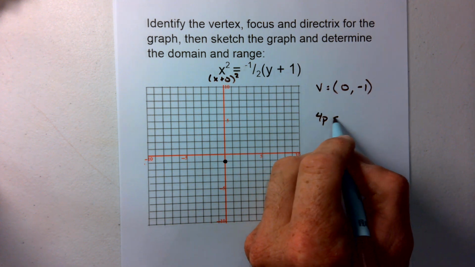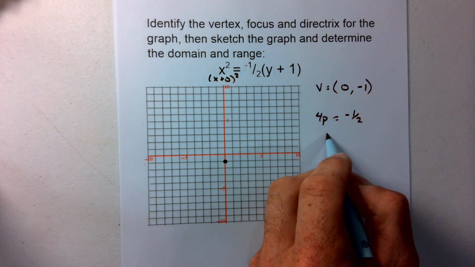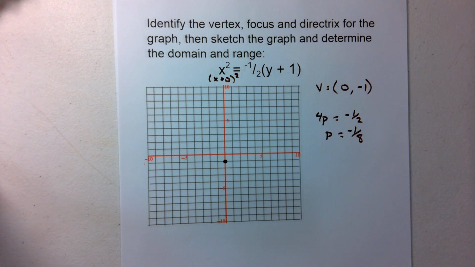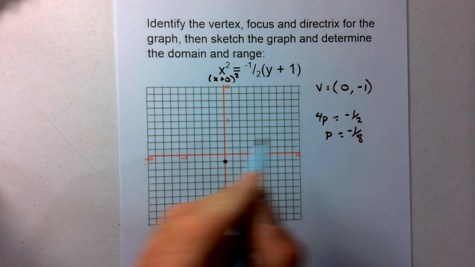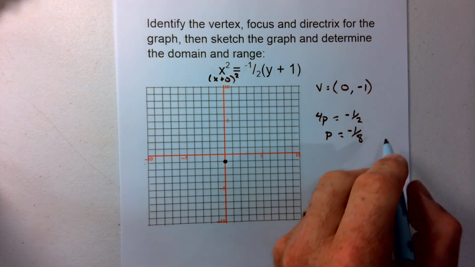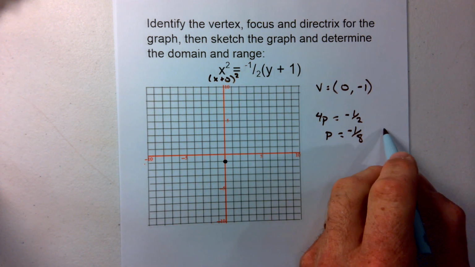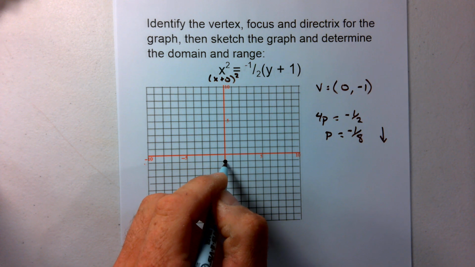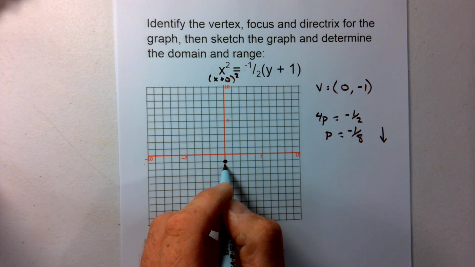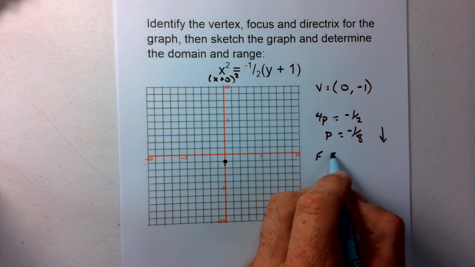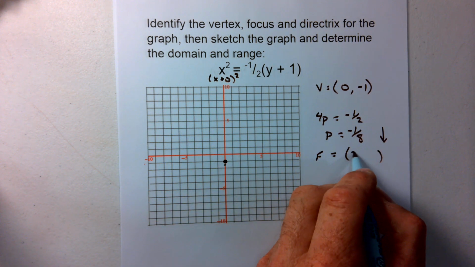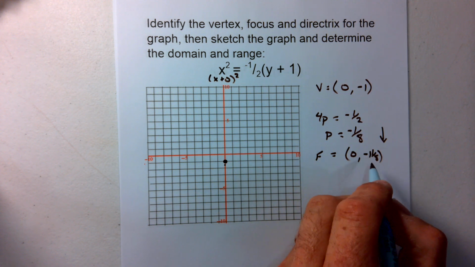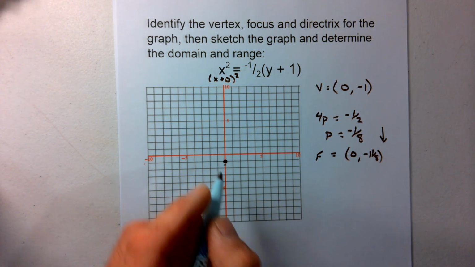We know that 4p is going to equal negative 1/2. So if I divide by 4, p is going to equal negative 1/8. Kind of difficult and ugly to work with, but we can do it. So our p-value, since it's negative, and our x's are squared, we know it's going to open in a downward manner. So we know our focus is going to be 1/8 from that point. I don't need to estimate the value because I know that that value is going to be at 0, and then negative 1 minus 1/8 gives me negative 1 and 1/8, or if you want, negative 9/8. So that's going to be there.